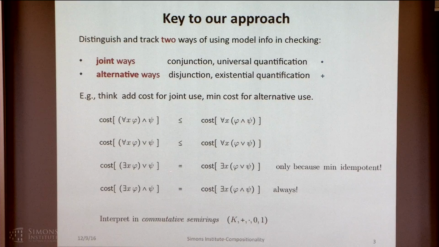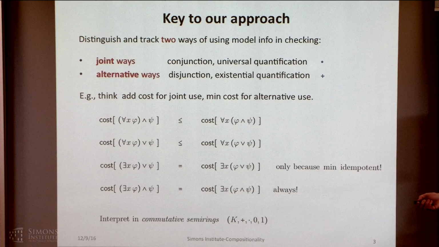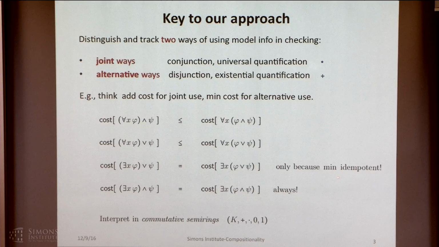With existential quantifiers, there is this particular transformation from exists x, phi or psi, to exists x phi or exists x psi, and this one can be thought of as holding, but if you think about it, it's just because minimum is idempotent. You still actually repeat potentially the cost of, well, when you want to establish an existential quantifier, you just need to do it once, right?